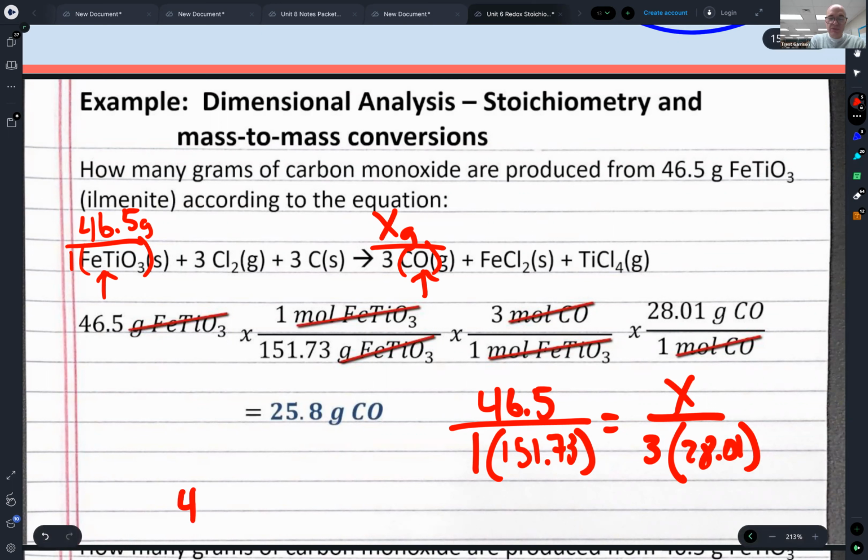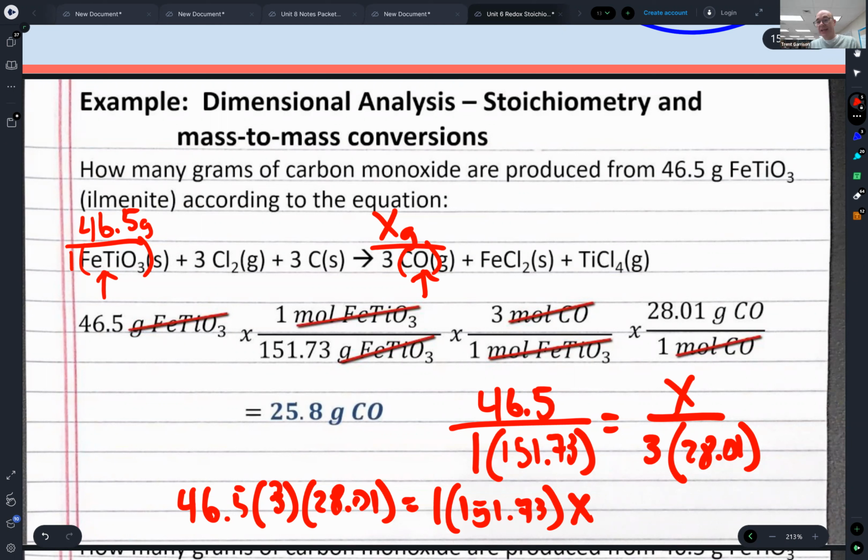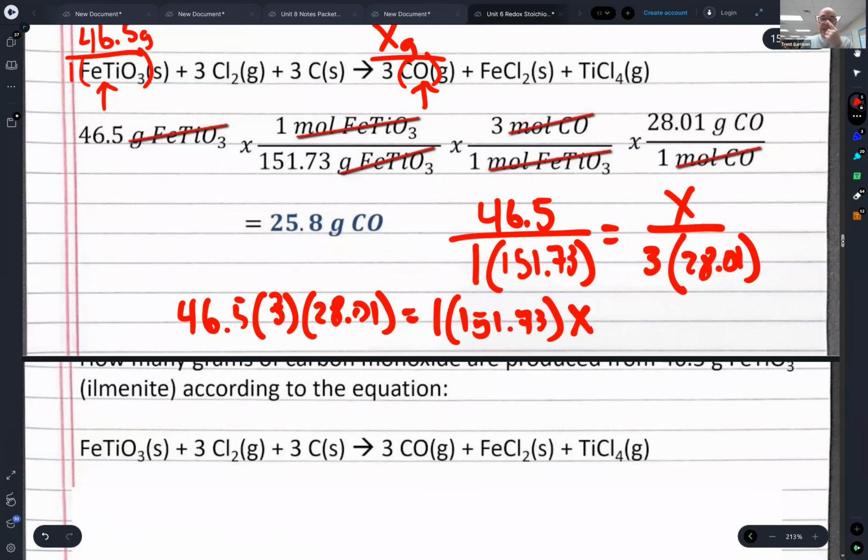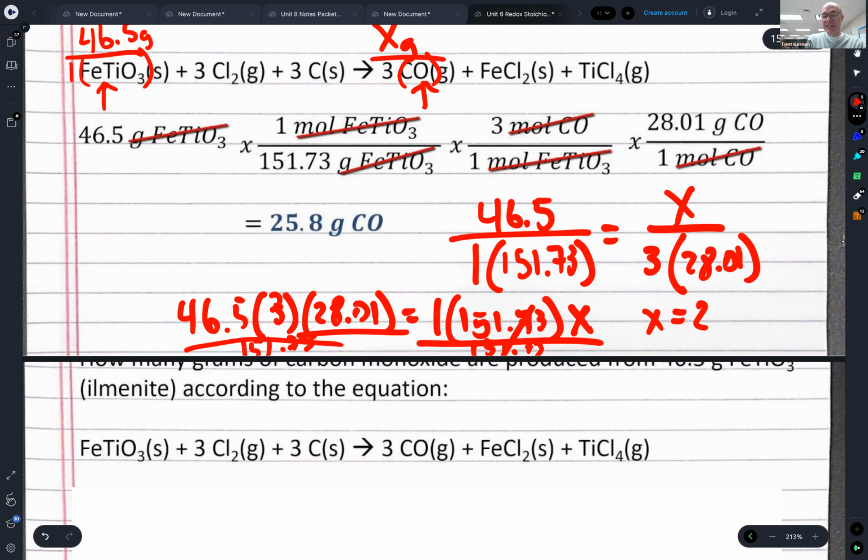So I would take 46.5 multiplied by 3 multiplied by 28.01 equals 1 times 151.73 times X. How do I solve for that X? Well, I will simply divide both sides by, I'm sorry, 151.73. That's going to cancel. And what you'd be left with is your X value. And magically, you're going to get the exact same answer if we do the math.